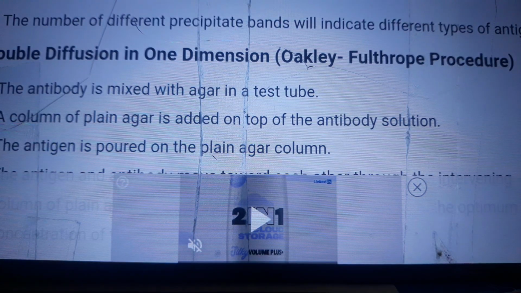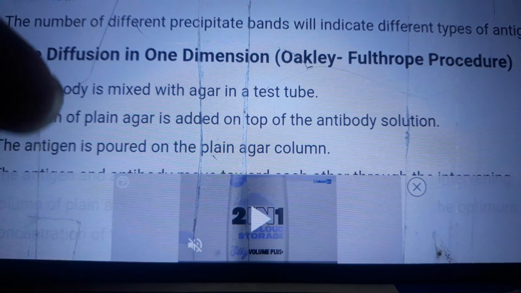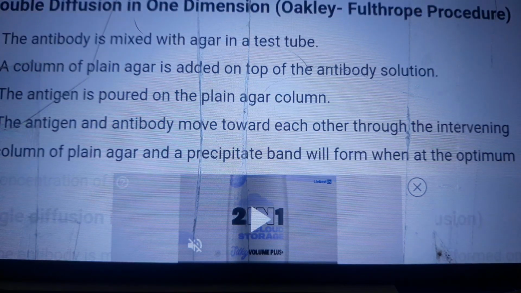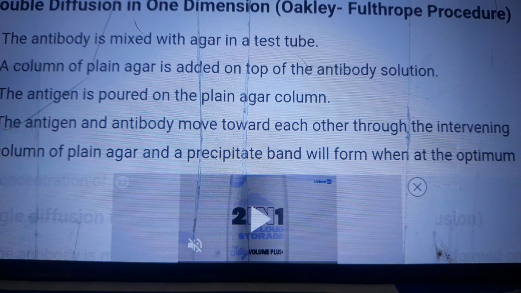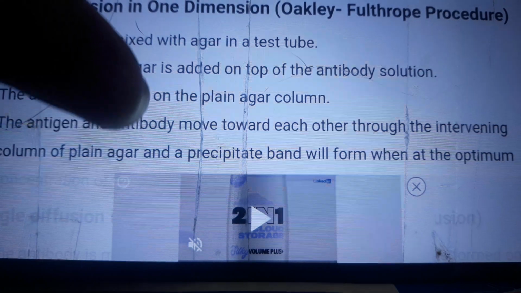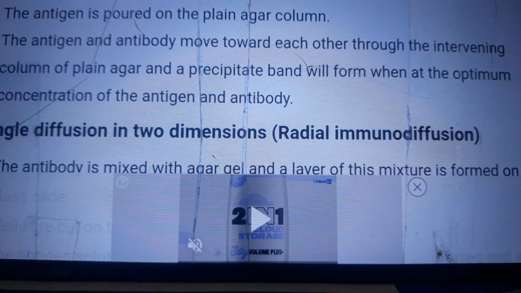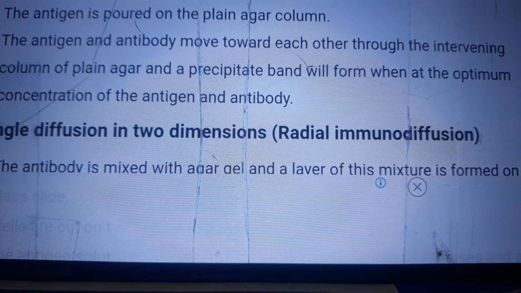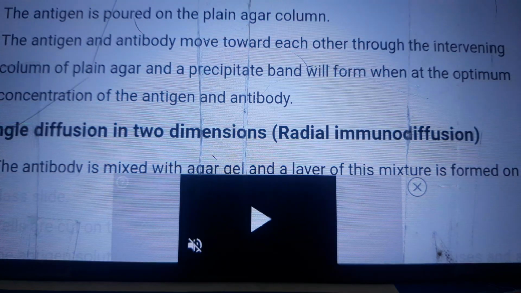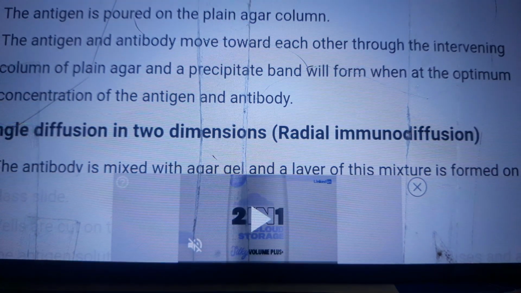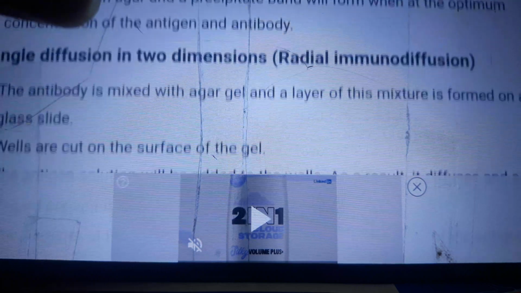Double diffusion in one dimension, the Oakley-Fulthorpe procedure. The antibody is mixed with agar in a test tube. A column of plain agar is added on top of the antibody solution. The antigen is poured on the plain agar column. The antigen and antibody move towards each other through the intervening column of plain agar, and a precipitate band will form with the optimum concentration of the antigen and antibody.